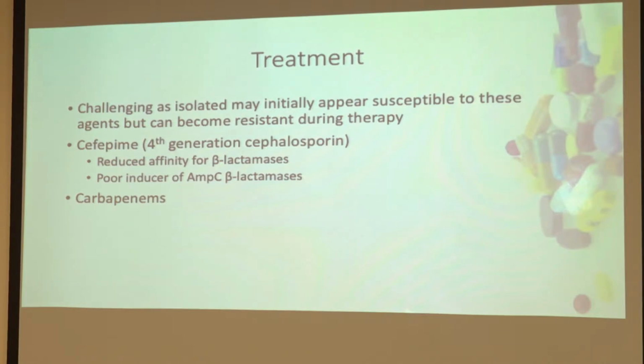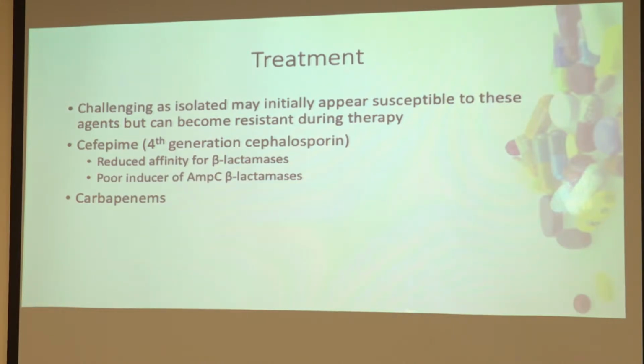It's very challenging because, as I mentioned, even if the strain is not AMC positive to begin with, it might become AMC positive upon treatment. The difference between this and ESBL is you can actually use the fourth generation cephalosporin, cefepime, to treat AMC positive infections because it's a poor inducer of AMC beta-lactamase and it has reduced affinity for the beta-lactamase. So it won't be affected by the beta-lactamase enzyme. Just like ESBL, carbapenems are the mainstay of treatment for AMC as well.